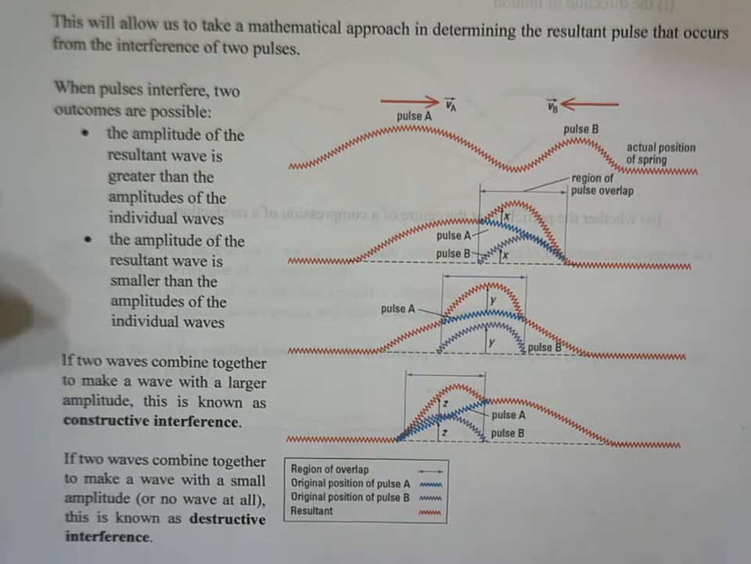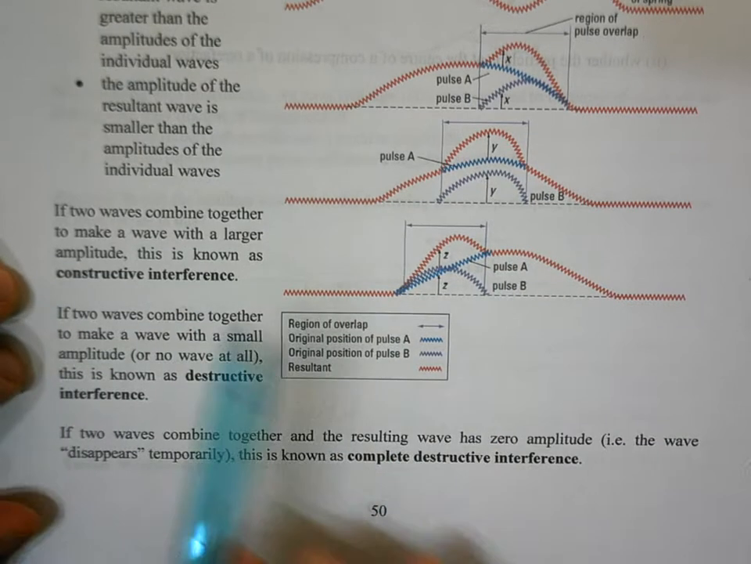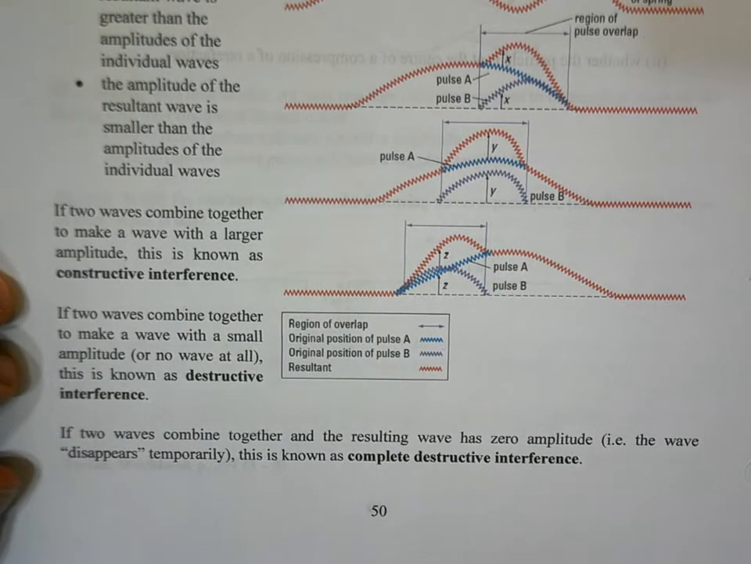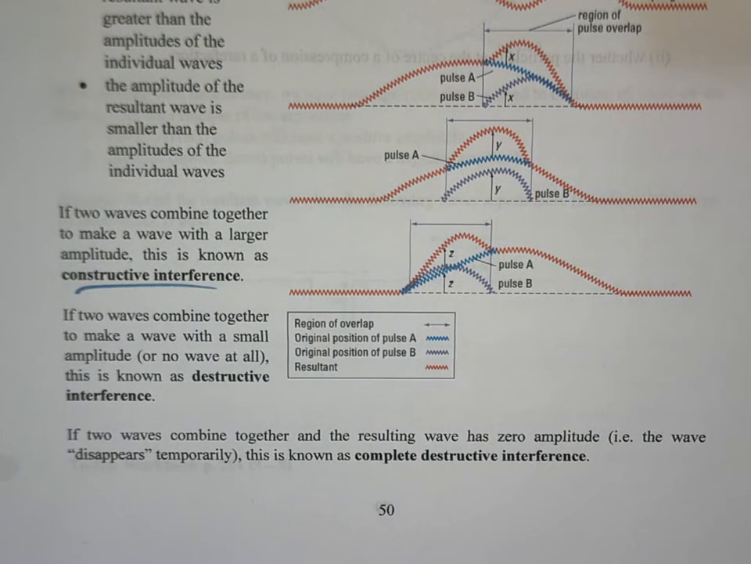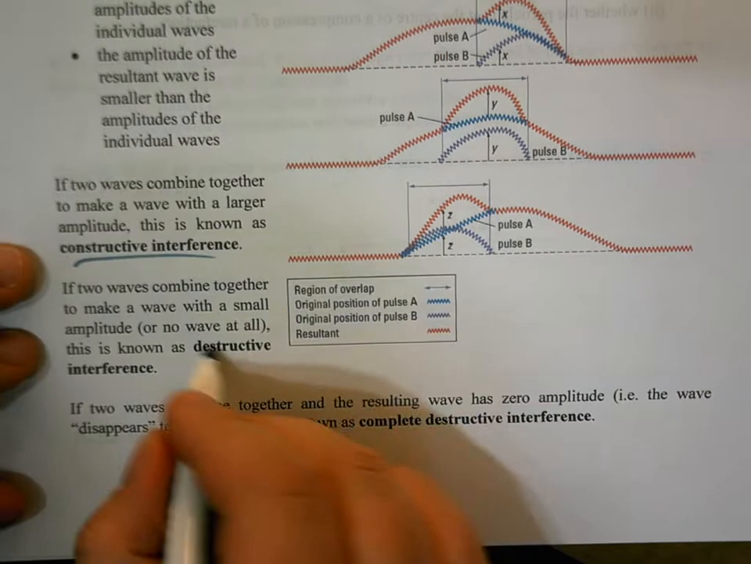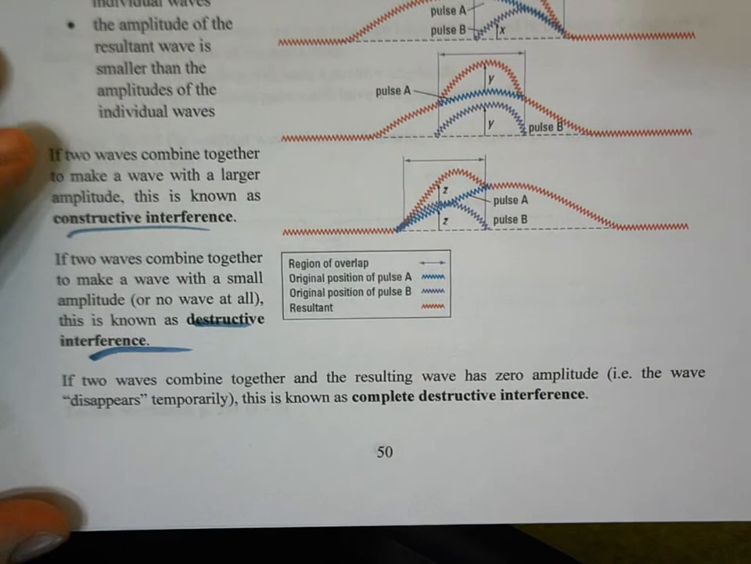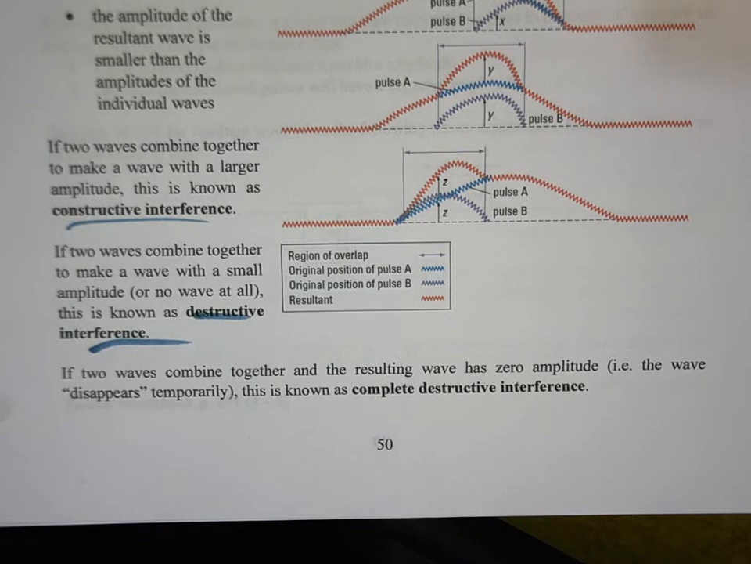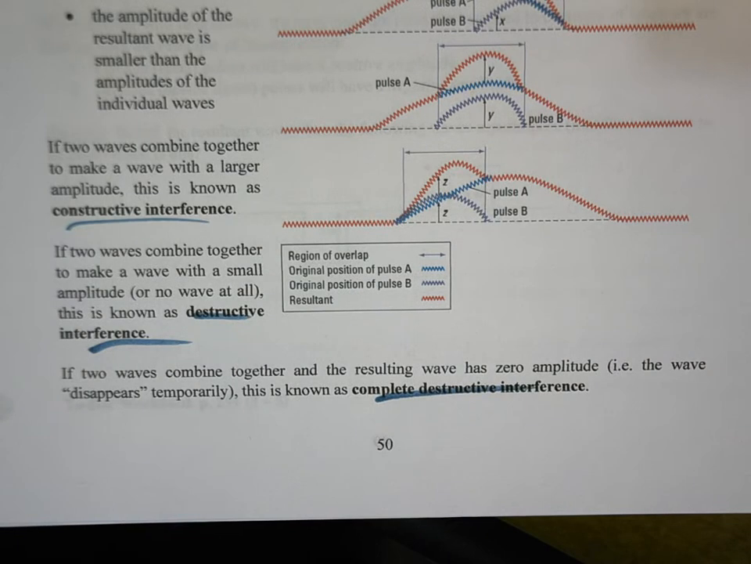So we have two possibilities going on. We can either create a wave with a greater amplitude, or we can create a wave that is smaller in amplitude than the individual waves. If we combine waves together and we make one with a larger amplitude, this is what we refer to as constructive interference. If we combine the waves together and we make smaller amplitude, this is what we call destructive interference. We also have that really special case if we combine two waves together that have zero amplitude, so the wave disappears entirely.